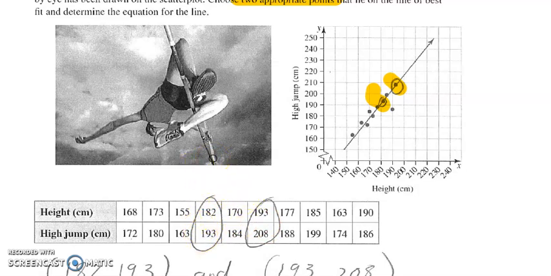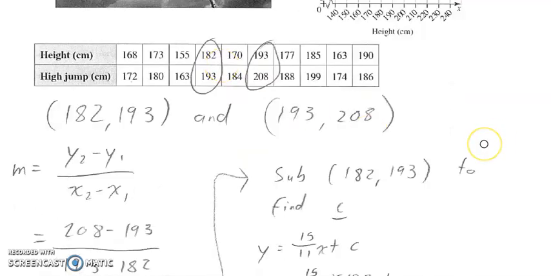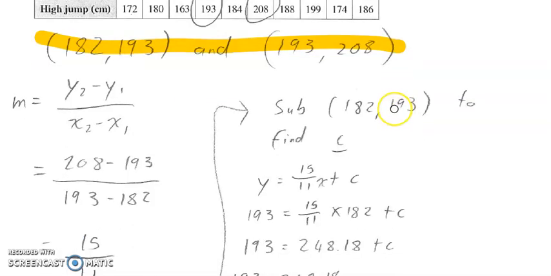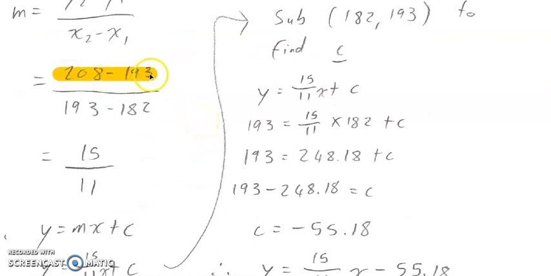Anyway, so basically, guys, the rest of this question is just what we were doing before. We have 2 sets of coordinates, 182, 193, and 193, 208, and it wants us to determine a line of best fit. So, first, I write my gradient formula. Then, I substitute, well, my second y coordinate is 208, my first y coordinate is 193. My second x coordinate is 193. My first x coordinate is 182. 208 take 193 equals 15. 193 take 182 is 11. So my gradient is 15 over 11.